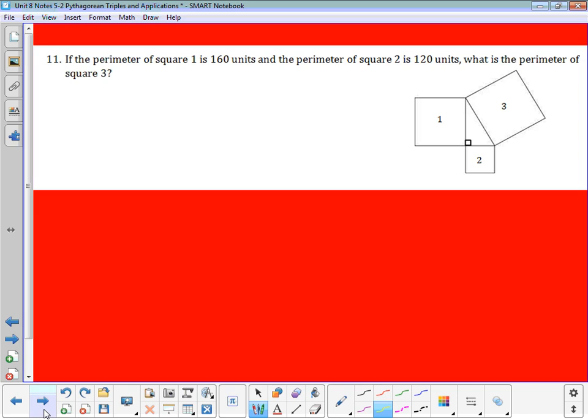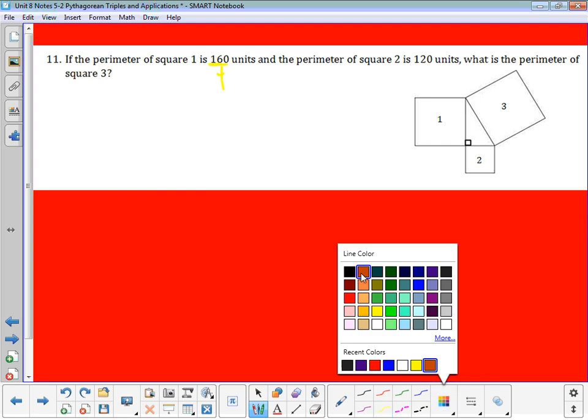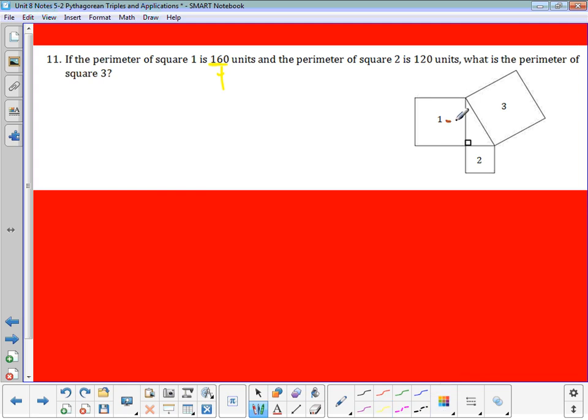Now let's take a look at this one. This one can look really, really confusing. So if the perimeter of a square is 160 units, square one is 160 units, and there's 4 sides. So I'm going to take 160 divided by 4. When I do that, I get 40. So each of these side lengths are 40.